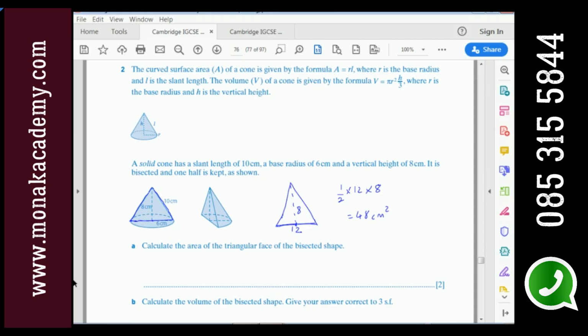Because that's cutting us in half. So I already know that this side is 6. I also know that this side is also going to be 6. So altogether it becomes, this one I already know is 8. So that's the triangle. That's the face that you get. That's the triangle that you get.